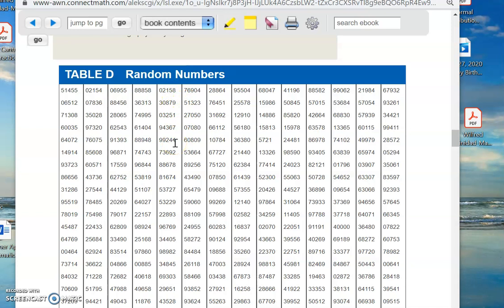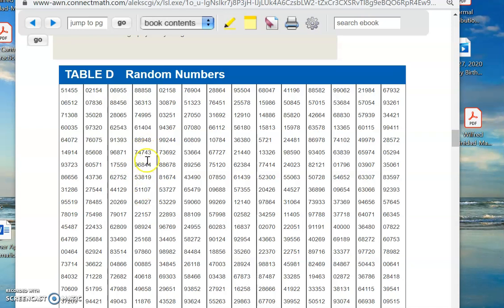So 9244. Have I got that right? I don't think I got it right. Hang on one second. Okay, so I think what he's saying is, it's hard to bounce back and forth on these screens, but it's the fourth column, 1, 2, 3, 4, and the fifth number down, 1, 2, 3, 4, 5. So 88948. That's the number we're going to start with.